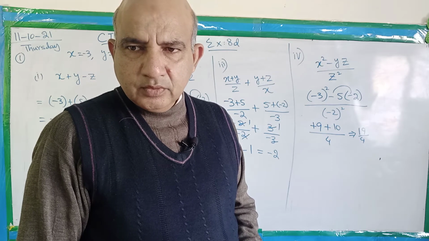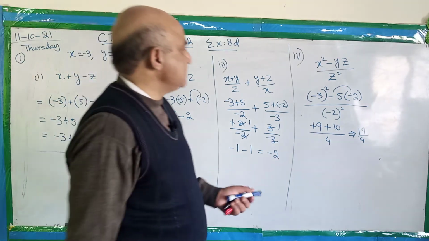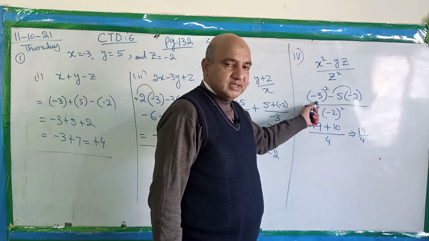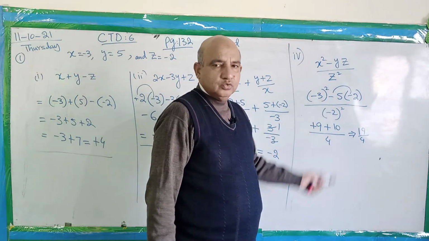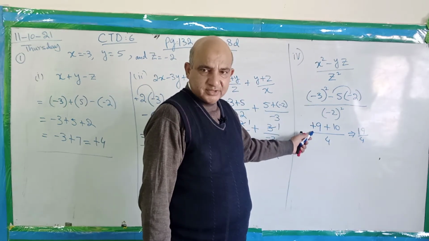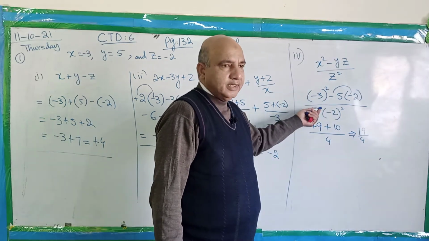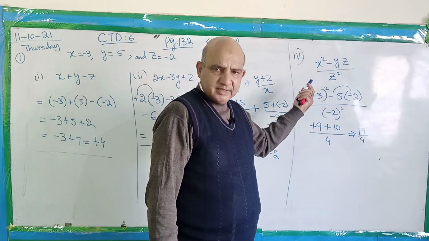Sir, the even power, we will multiply it. No, this is simple: if there is a negative sign and the power is an even number, 2, 4, 6, 8, 10, this will automatically change into positive. Right? And we write it 3's power 2, 9, 4's power 2, 16, whatever it is.